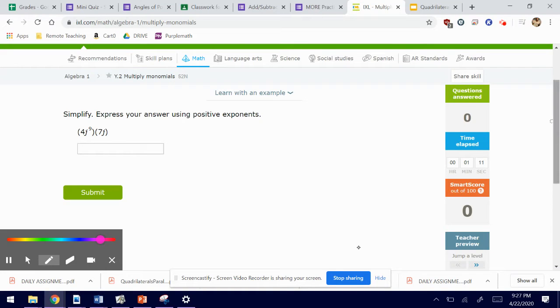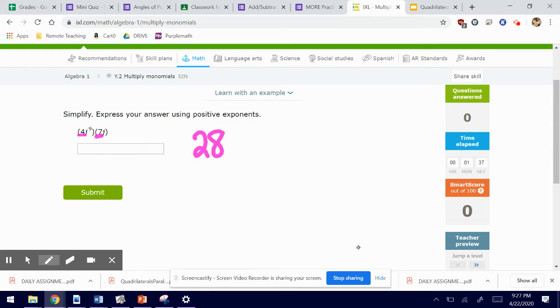Okay, guys. We're working on Y2, which is multiplying monomials. So we're going to use our exponent rules and what we know about how to multiply monomials to get the answers. The first thing that we need to worry about is these coefficients. So the 4 times the 7. You multiply that just like we've always multiplied numbers. So 4 times 7 is going to be 28.